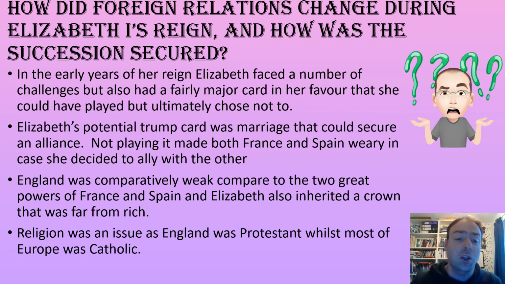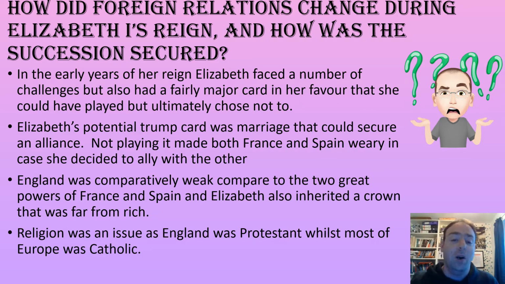Now, she could have used it to secure a significant alliance. By not playing it, particularly in the late 1550s and through the 1560s, she makes both France and Spain slightly wary. If one side takes against her, then she is likely to ally with the other, and therefore this possibly causes Elizabeth and England to get away with more than they otherwise would have done, because Elizabeth obviously is a very attractive prize as a potential bride for any member of a European royal family.